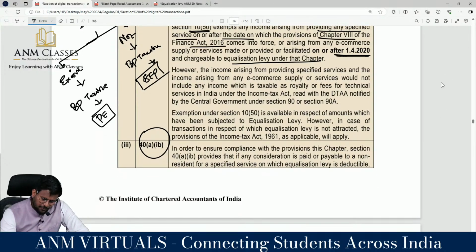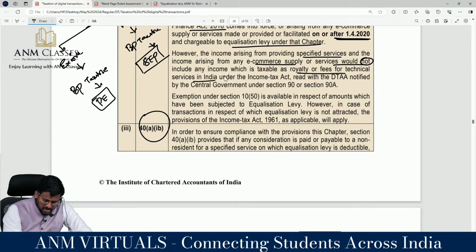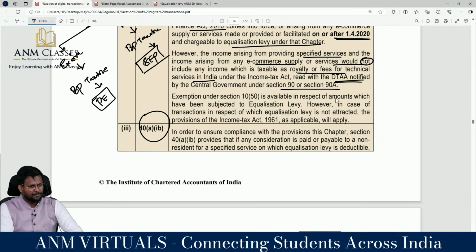However, the income arising from providing specified services and the income arising from any e-commerce supply or service would not include any income which is taxable as royalty or fees for technical services in India under the Income Tax Act read with the DTAA notified by the central government under section 90.